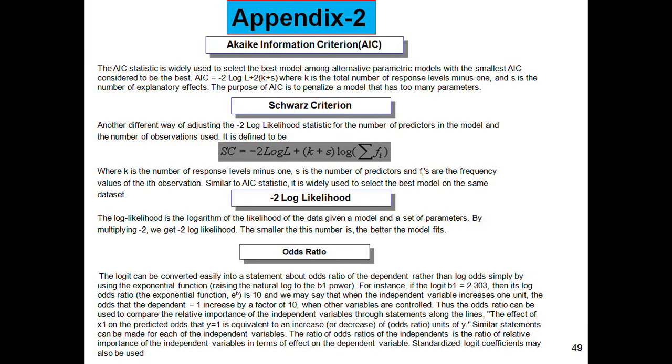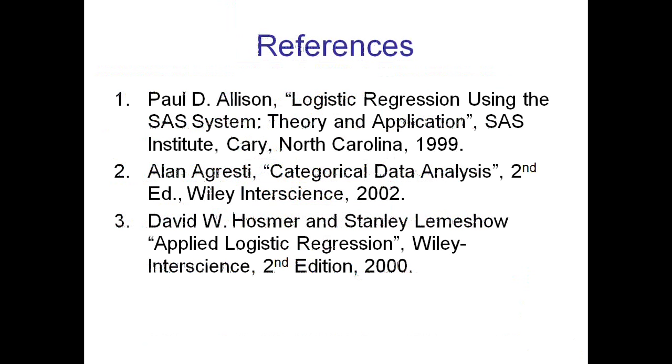So this is the reference that you can go through if you want to study logistic regression further. Paul D. Allison, Logistic Regression Using the SAS System. Alan Agresti, Categorical Data Analysis, a very nice book on logistic regression. And David W. Hosmer and Lemeshow, Applied Logistic Regression, is also a very nice book. And for detailed information, you can also check support.sas.com. That's a very nice site where you can get all the codes, options, and even a sample example also.